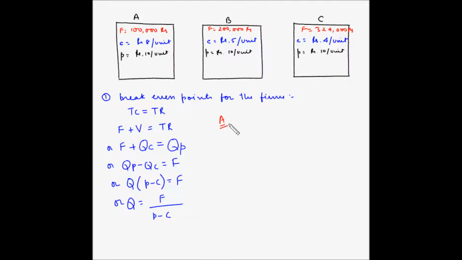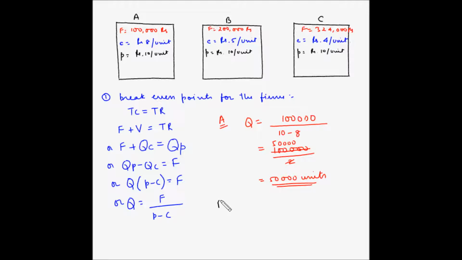So for firm A, Q is equal to F, which is 100,000 rupees, divided by P minus C. So P is 10 minus C, which is 8. So this is equal to 100,000 divided by 2. So 2 5s are 10 and 0000. So Q is equal to 50,000 units.